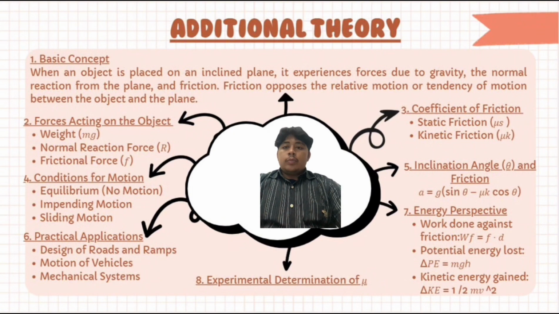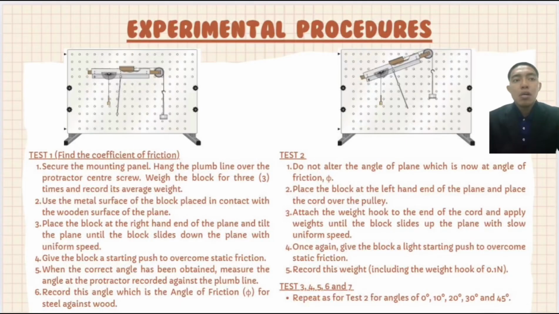And lastly, experimental determination of mu. Using an inclined plane, the coefficient of friction can be experimentally determined by slowly increasing the angle theta until the object just begins to slide. Second, measure theta and calculate mu equals tan theta.